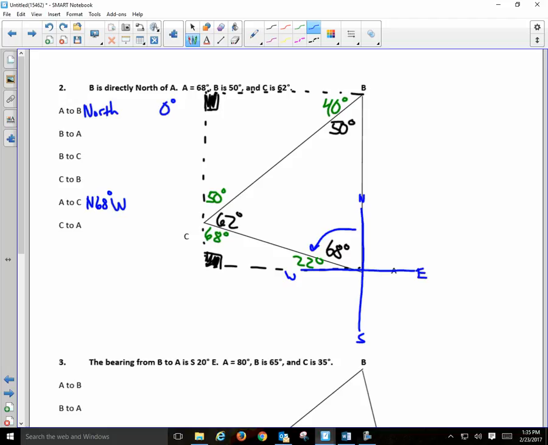Did you turn 68 degrees past 0 or 68 degrees back of 360? So that would be 292 then. You're going to subtract it off of 360 instead of 0. Or 270 plus 22 would be fine as well.